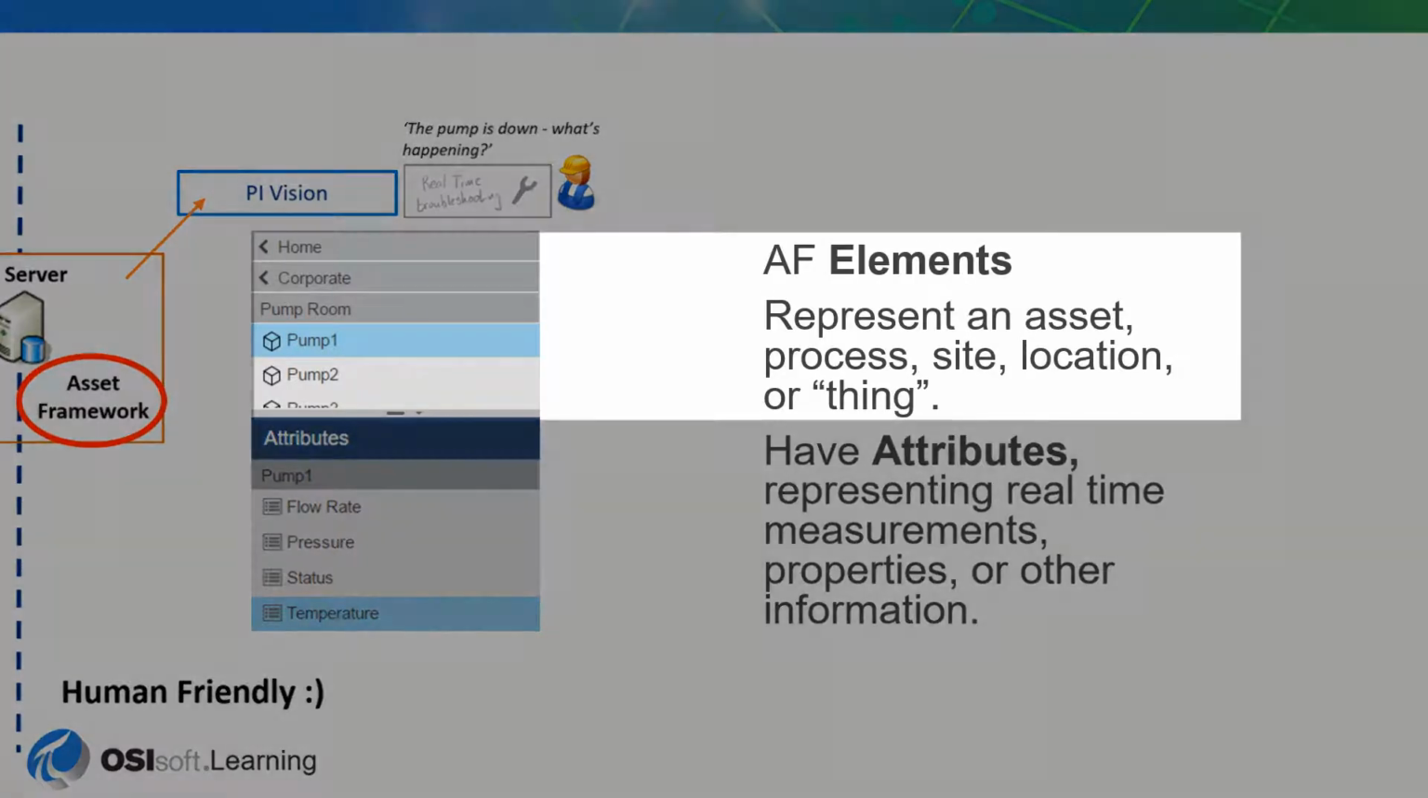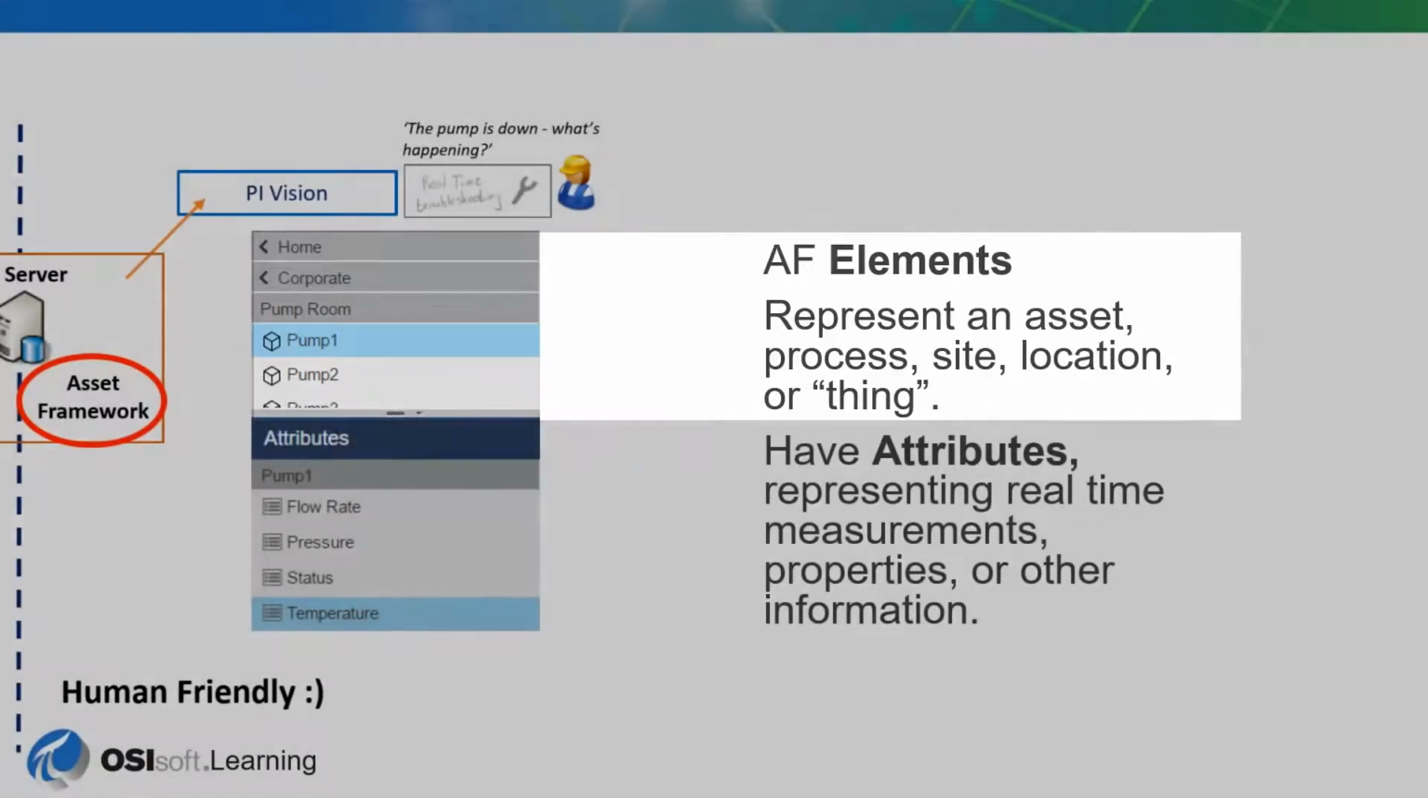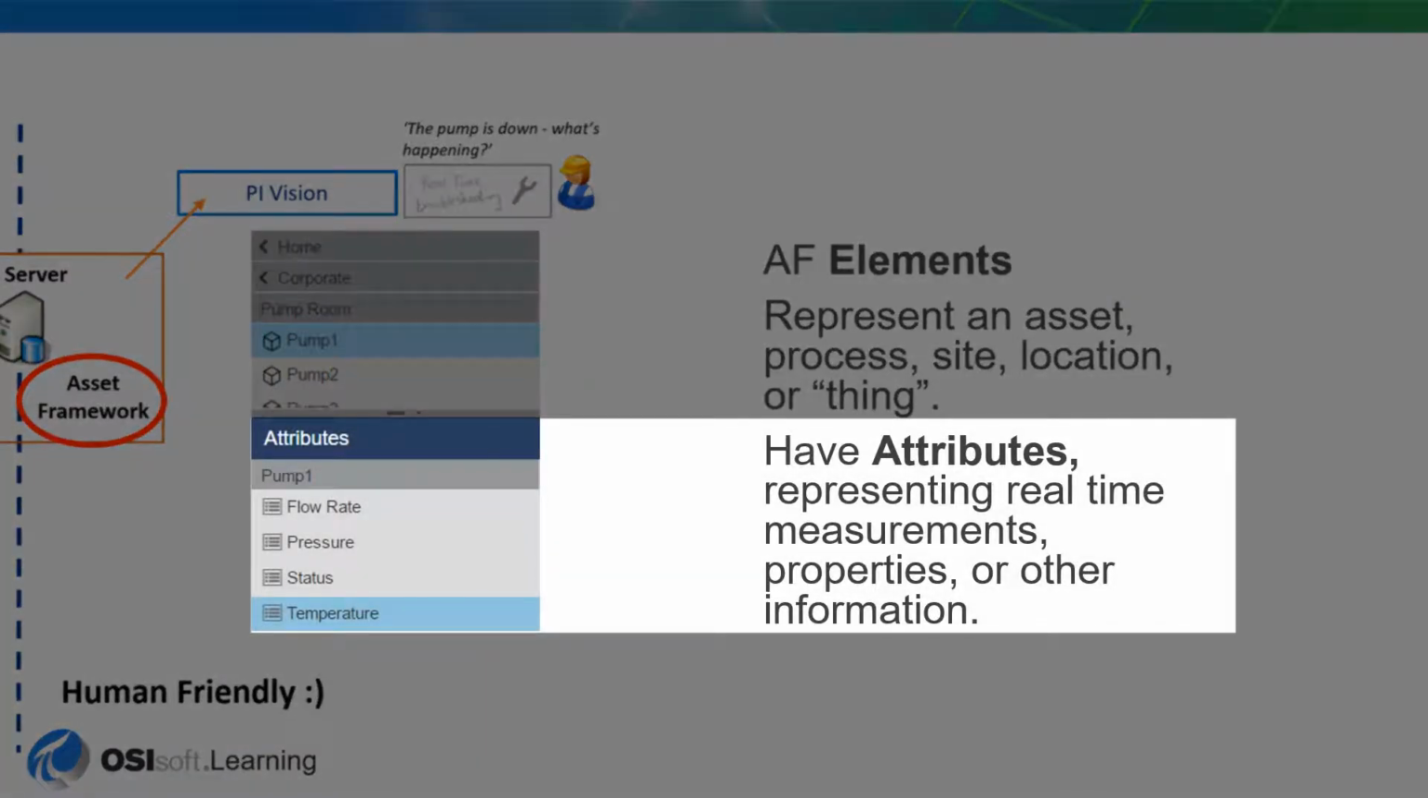At the top of my list on the left, I have my AF elements. These represent an asset, a piece of equipment, something, or any kind of corporate structure that you use to represent your hierarchy. Below the elements, we have attributes. These represent either a real-time measurement or some other piece of metadata associated with the equipment.